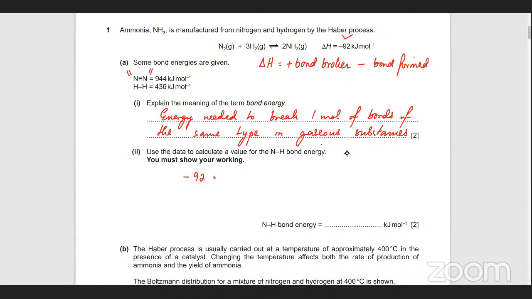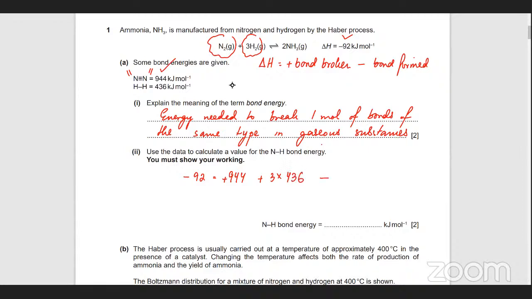And how many bonds are broken? So if you look over here, there's an N triple bond N that's being broken. How much energy is required? That's 944. And there's only one of them being broken. Then you have to break the H2 bond. So that's 3 H2 bonds, and the value is provided over here. That's 436. So that's 3 multiplied by 436. All of this is going to be positive.